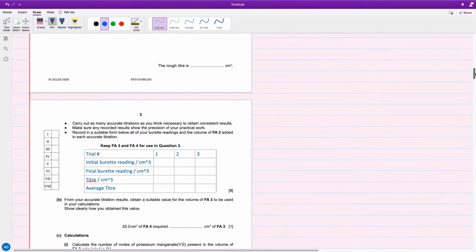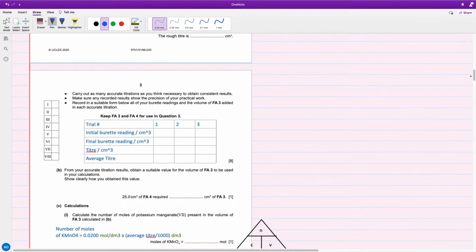Let's move on. So here we're asked for the titration. What you need to do is repeat this 2 or more times. I usually go with 3 because 3 is just a nice number. And when you're doing this, you're going to need the initial burette reading, the final, the titer, which is the final minus the initial reading. And then you're going to take the average titration. You're going to add up the different titers, divide by 3, and that would be your average titer, and that would also be your answer for part B.